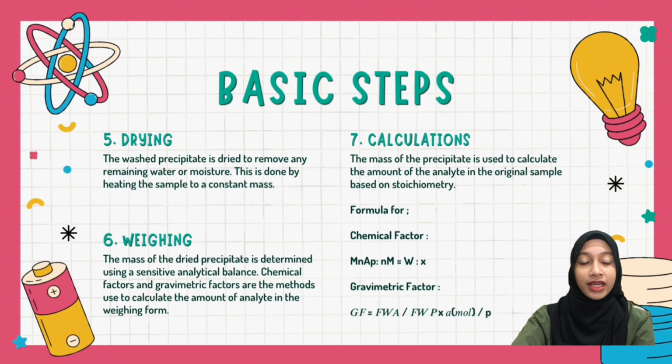Sixth, weighing. The mass of the dried precipitate is determined using a sensitive analytical balance. Chemical factors and gravimetric factors are the methods used to calculate the amount of analyte in the weighing form. And last but not least, calculations. The mass of the precipitate is used to calculate the amount of the analyte in the original sample based on stoichiometry. Here you can see the formula for chemical factor and gravimetric factor.